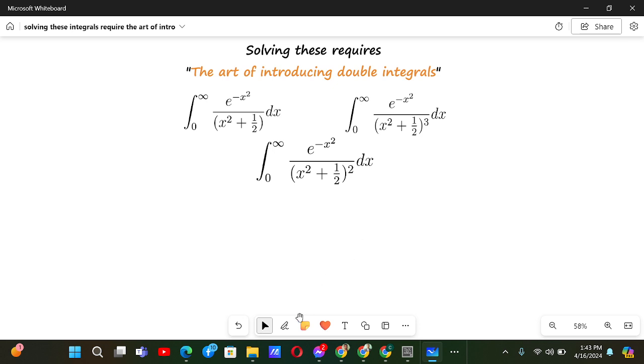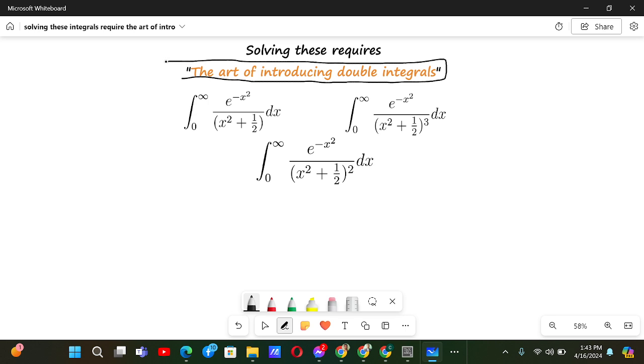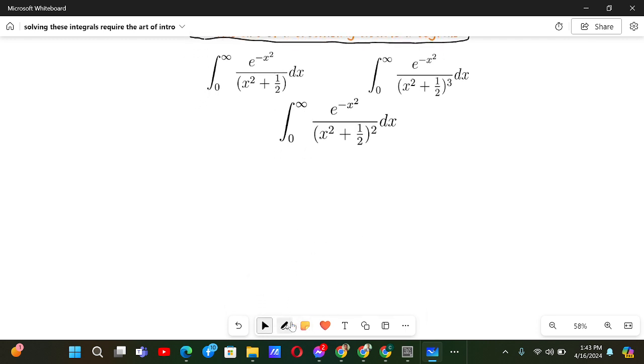Solving these integrals requires the art of introducing double integrals. This is a new art that has come over in my channel, and in this video we will see how we simplify these kinds of integrals by changing them to double integrals. First, I will give you the idea of how we change this to a double integral, and then we will also solve them, which is not a difficult task once we have the double integral. Okay, so let's see about this case.